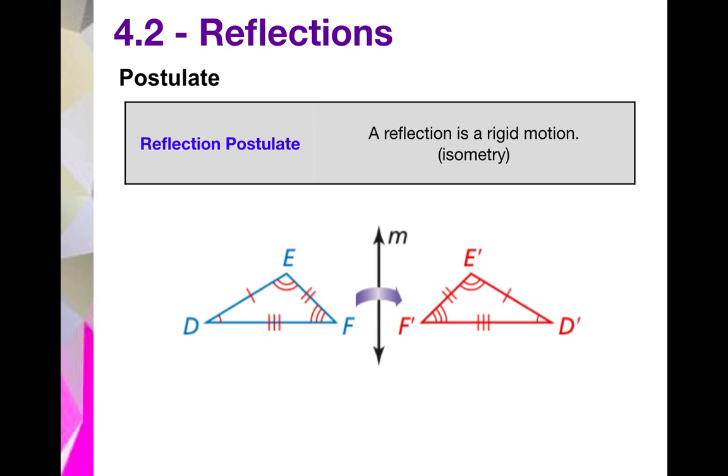Reflection postulate. So the reflection postulate says that a reflection is also a rigid motion, just like translation is a rigid motion. And we also call that a congruent motion or congruent transformation.